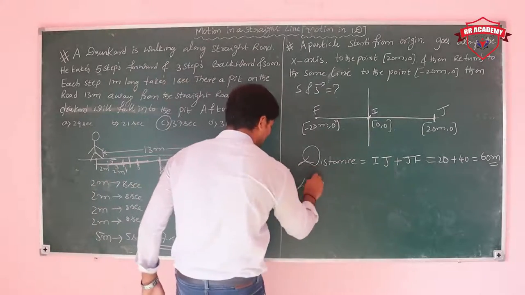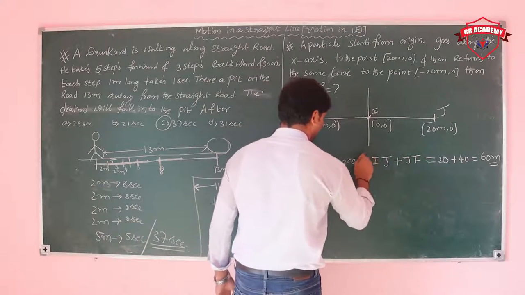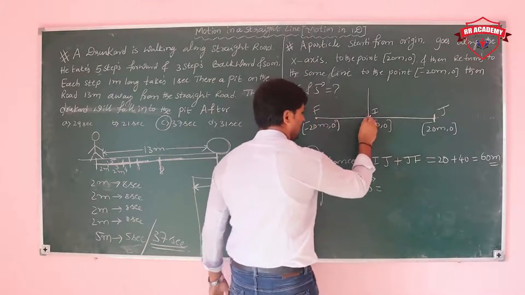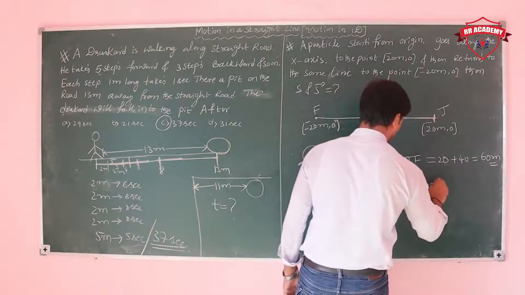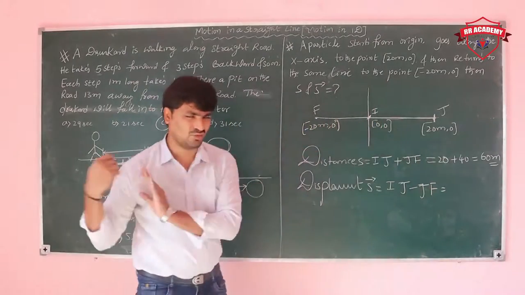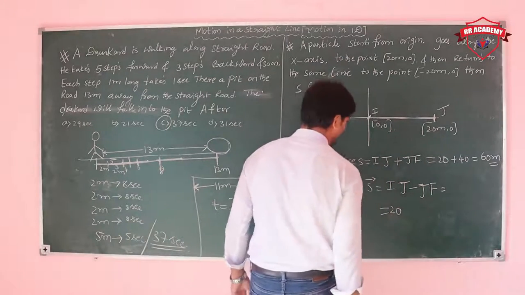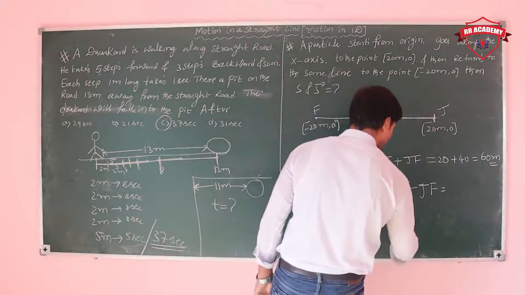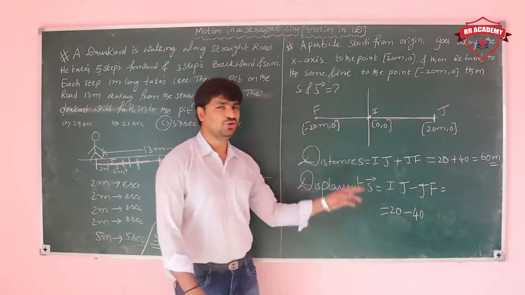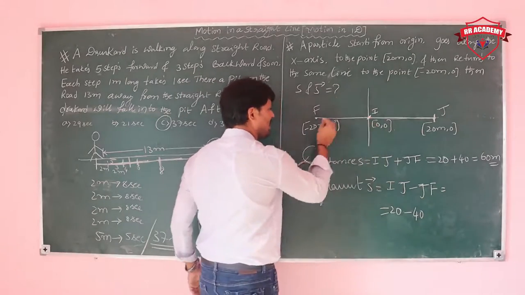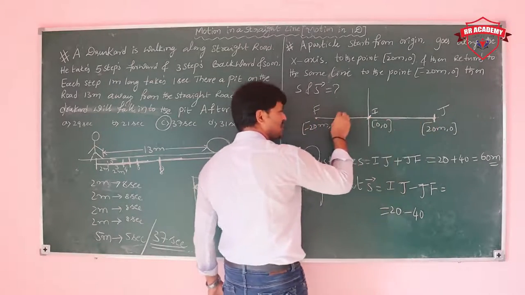Next, displacement. Displacement is equal to I to J minus J to F. Why minus? Backward. Displacement depends on direction. I to J is 20. J to F, how much? Minus 40. You don't consider this because from here to here how much distance? 20. From here to here how much distance? 20. So that's why I am considering 20 plus 20 as 40.